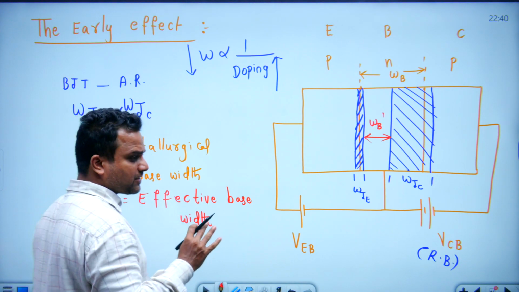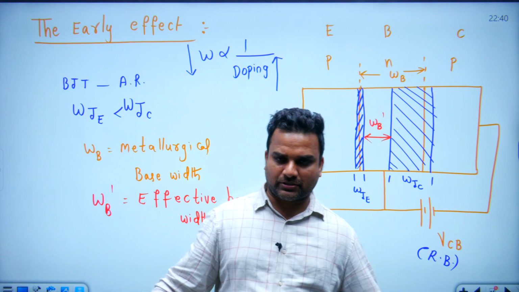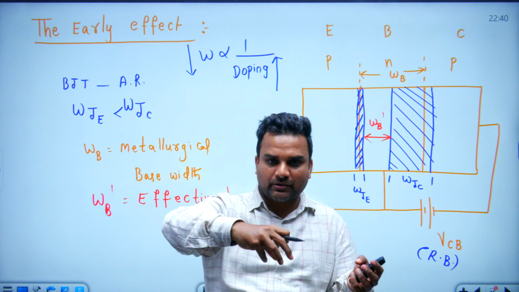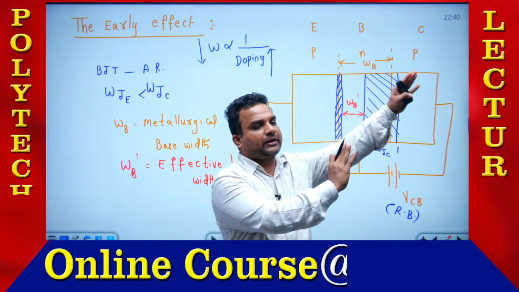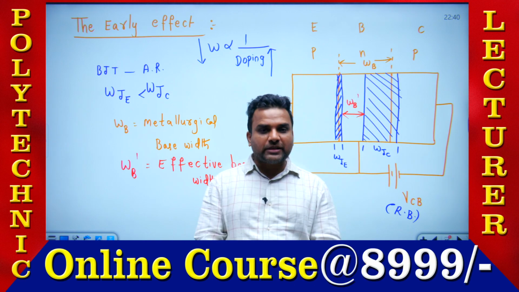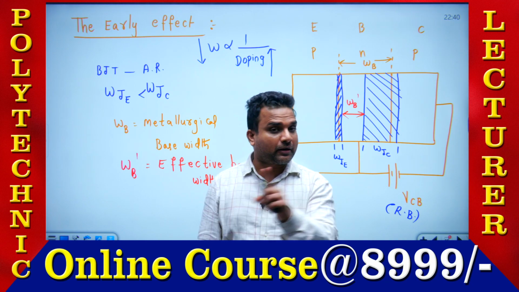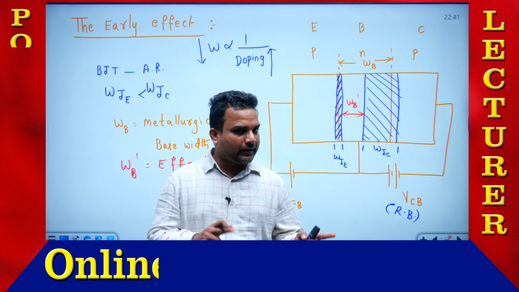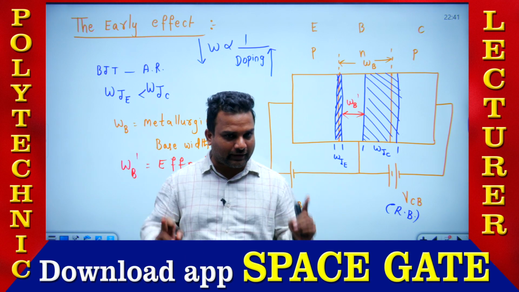In such space WB dash there will be recombinations. Whatever carriers are coming from the emitter to the base, they are getting recombined here and there, and the remaining are going to the collector. So the space for the recombination is none other than WB dash but not WB. Remember, WB and WB dash are not the same, they are different.